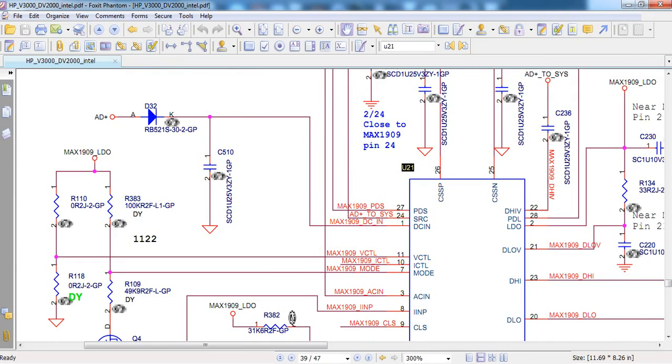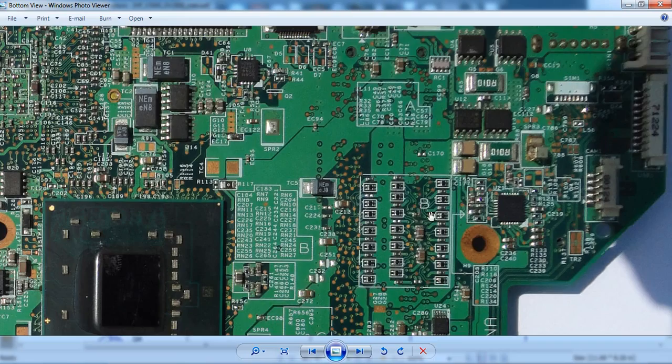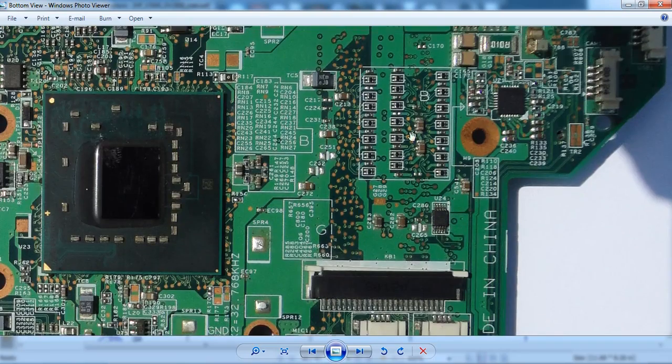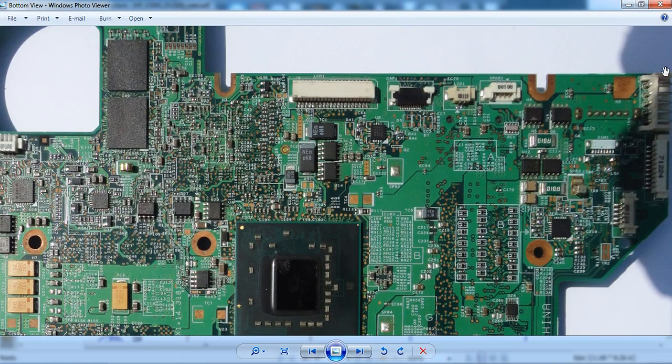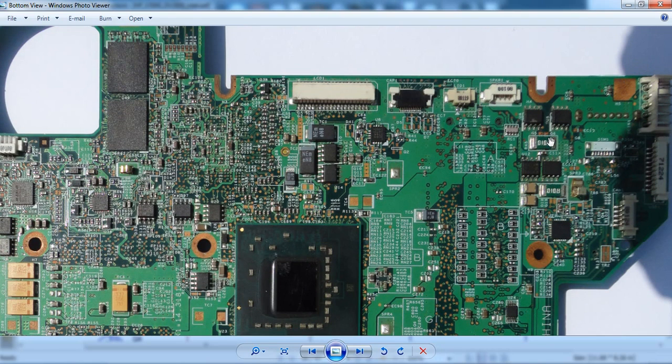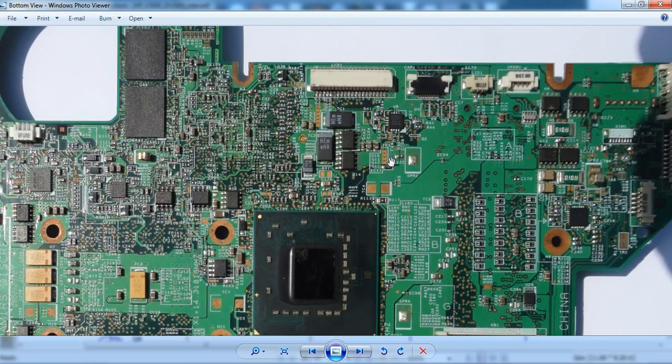Let's see on the board. This is the charger IC, and the charger pins are on the bottom side. Okay, this is your DC in connector, the first connector. When you plug in your adapter, the cable comes to this connector. Okay, the input voltage is coming to this connector. This is the first one, and this is your LCD connector.